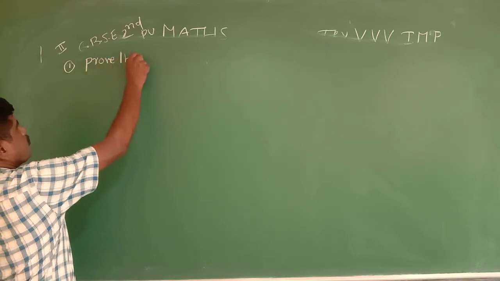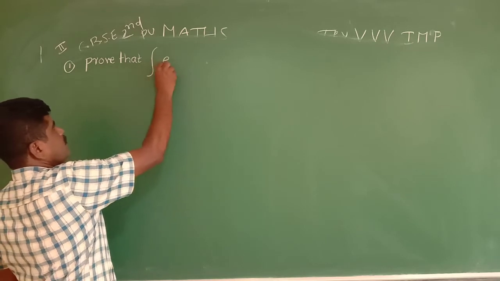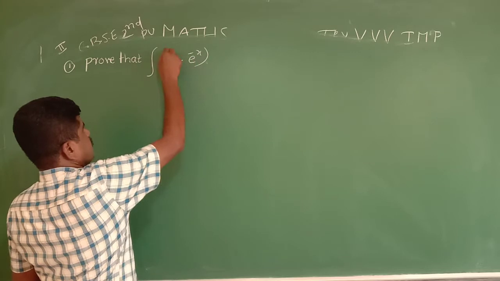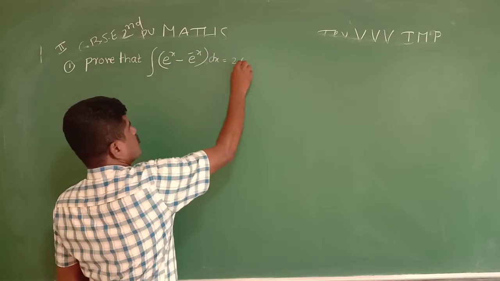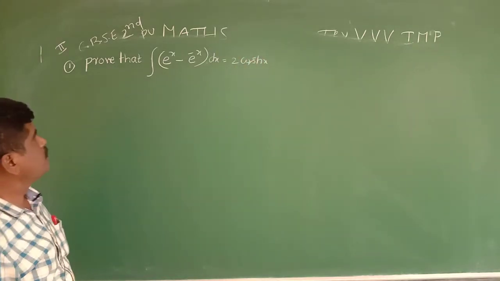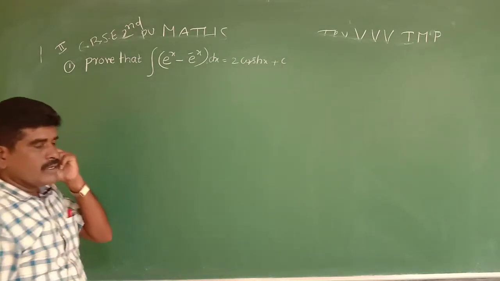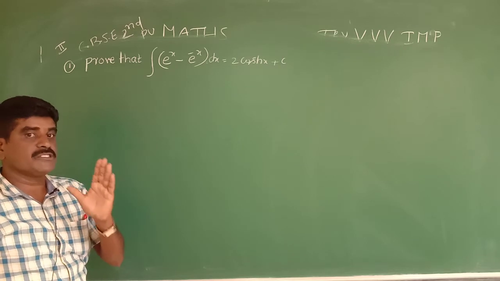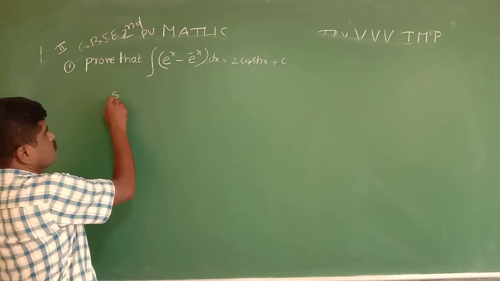Prove that the integration of (e to the power of x minus e to the power of minus x) dx is equal to 2 cosh x plus c. In the hyperbolic functions, these are the definitions. Now, solution.